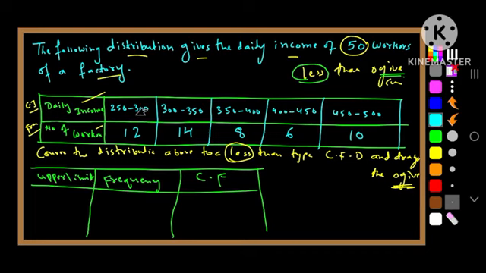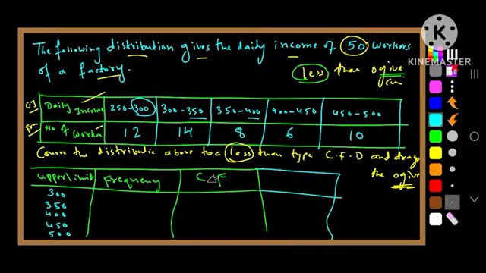Now we will take the upper limits. What are the upper limits here? 300, 350, 400, 450 and 500. Here we can add one more column if you want for taking the x values and y values. Our frequency is 12, 14, 8, 6 and 10.